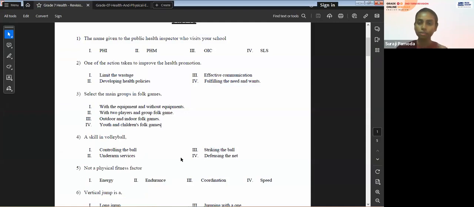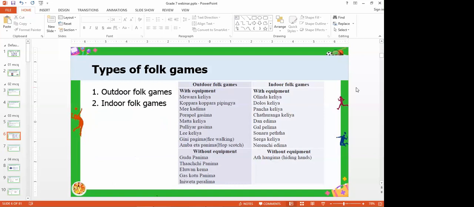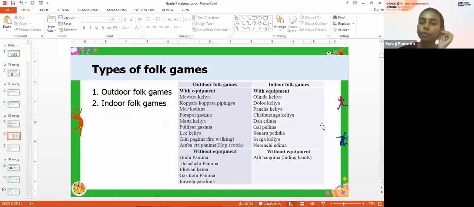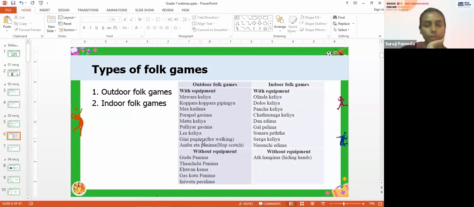So if you look at this slide, you can see folk games can be divided into several groups, right? But the main two groups are outdoor folk games and indoor folk games, right? So here you can see a table also. It mentions some examples for outdoor and indoor folk games, right? Look, outdoor folk games examples are Lee Kelly, Maver Kelly. Those are some outdoor folk games, right? Chaggudu Panima, they have to be done outdoors.